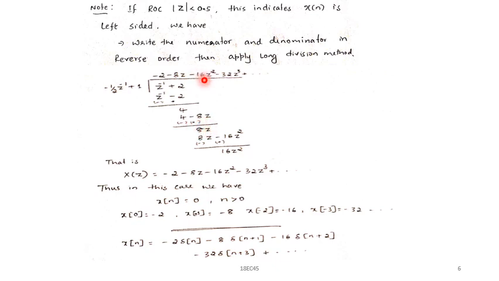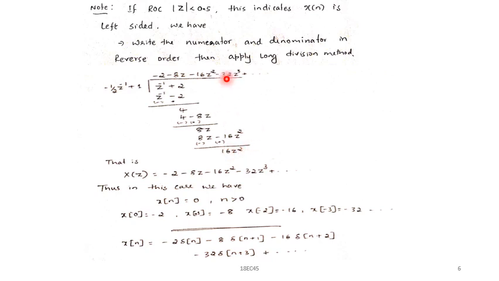Next I need to cancel this 8z. So I'll consider minus 16z square. Minus 16z square into this, so minus into minus is plus. 16 by 2 is 8. Z square into z inverse is z. And here it is minus 16z square. So the 8z minus 16z square, minus this is plus, this gets cancelled. You get 16z square.